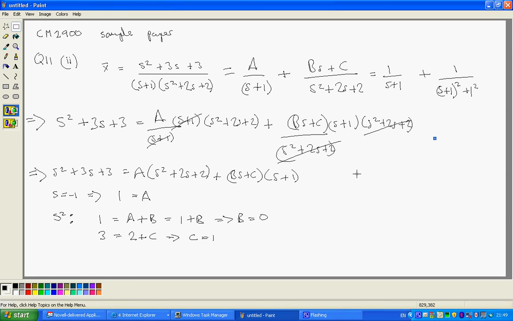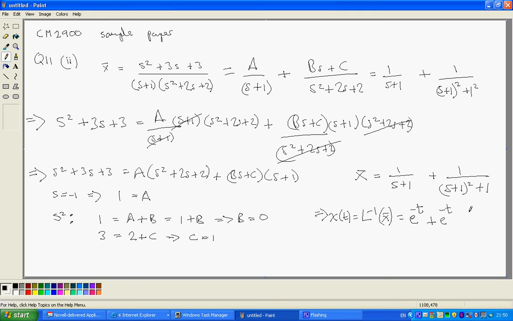Now, we know then that X bar can be written as 1 upon s plus 1 plus 1 over s plus 1 squared plus 1, then from inverse Laplace tables we can say that x of t, which is the inverse transform of X bar, is going to be given by, well, inverse transform of 1 over s plus 1 is e to the minus t, and the inverse transform of this term here is e to minus t sine t.